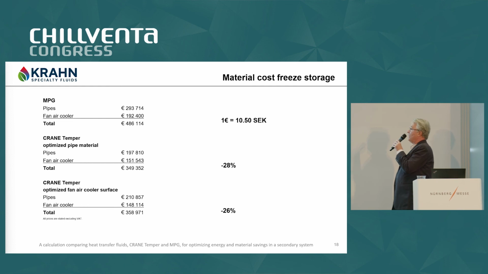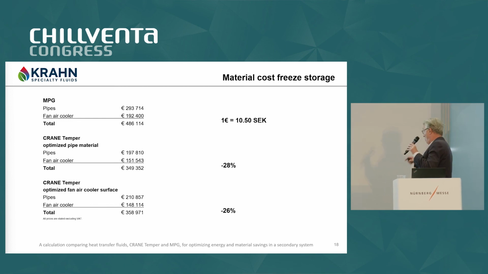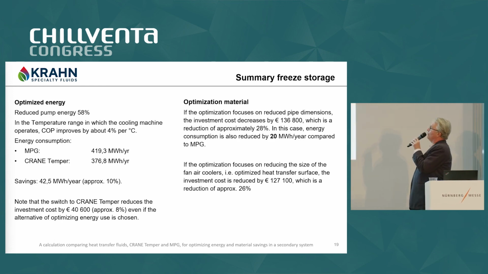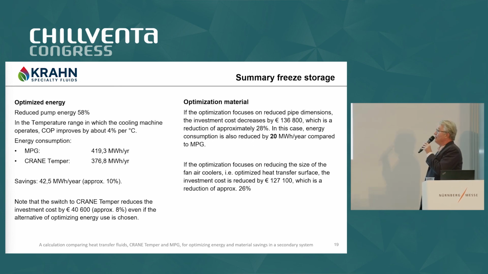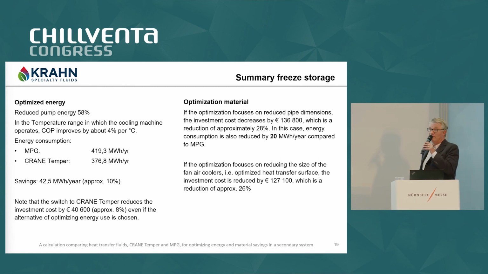Here we can see also how much less the investment costs are for Kraneteper using the optimized pipe alternative or fan cooler surface alternative, respectively. Adding these together, we can see here also the reduced pump energy is 58%, as I said before, together with lowered evaporator or compressor energy. You can together earn 10% in total energy. And that is quite a lot, and as I also say, even if you optimize by the other parameters, you can earn energy also, or more money, especially these days when energy costs are increasing every day.